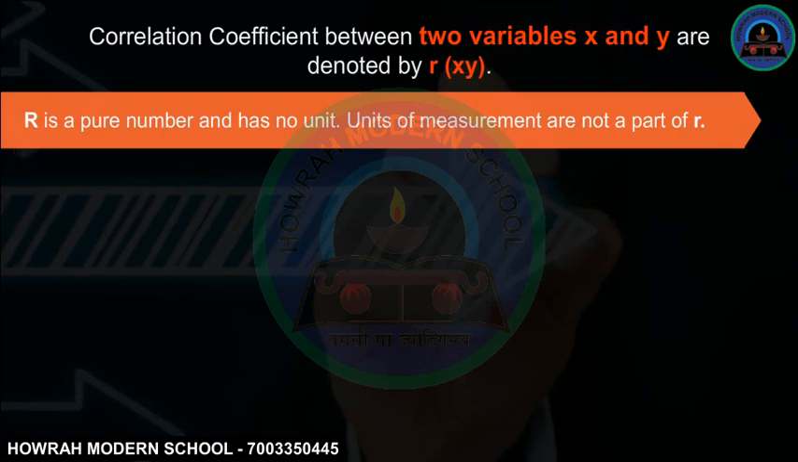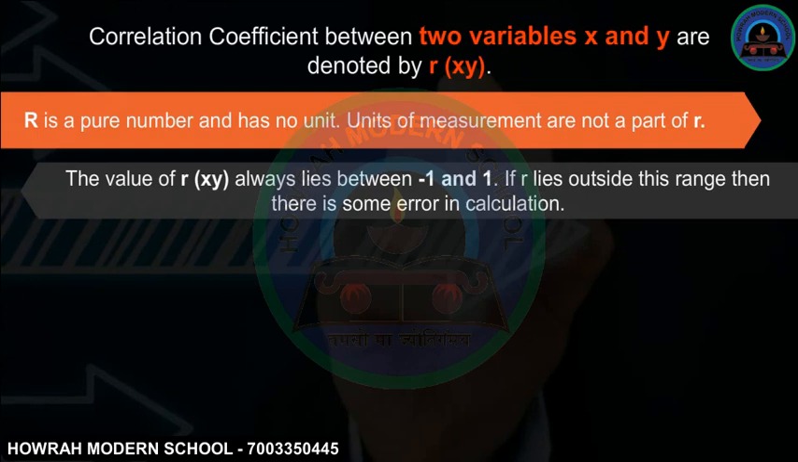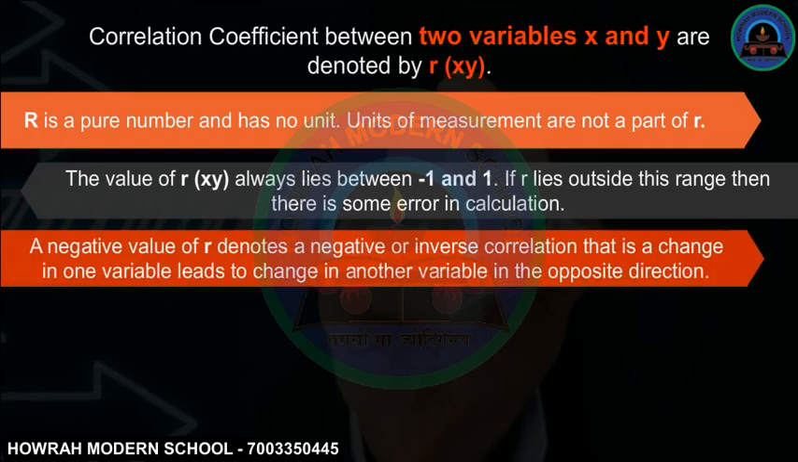Units of measurement are not a part of R. The value of Rxy always lies between -1 and 1. If R lies outside this range, then there is some error in calculation. A negative value of R denotes a negative or inverse correlation.